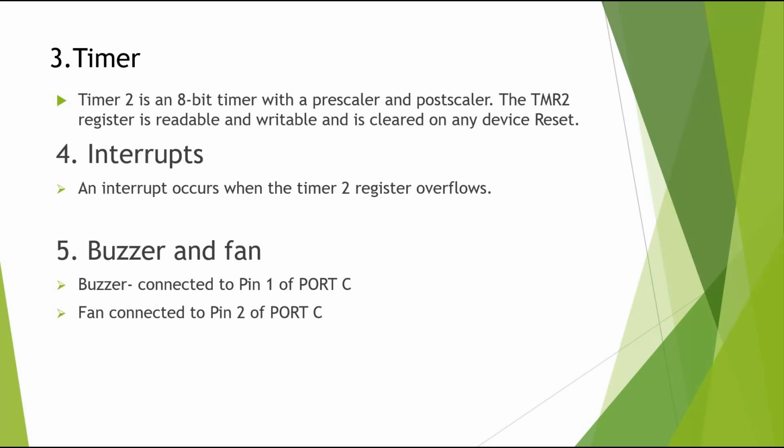Buzzer and fan. Buzzer is connected to pin 1 of port C. It is used to give a signal when the timer goes off. Fan is connected to pin 2 of port C. It is used as a cooler in the microwave oven simulator.